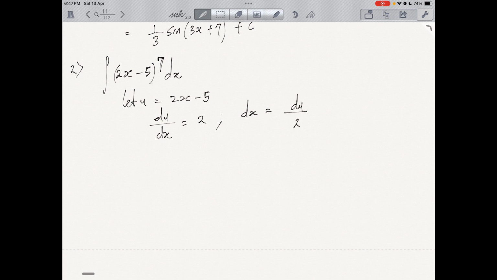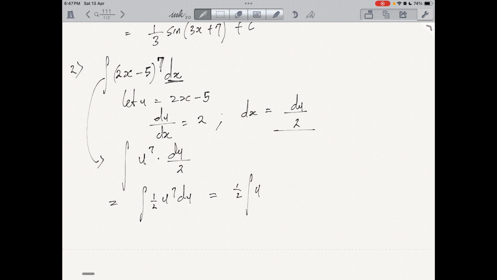Coming back to the question, we represent it now by u. We change the variable x to variable u. So this will become u raised to the power 7. And our substitution of dx is du over 2. Now this is the integral of 1/2 u raised to the power 7 du. And this is 1/2 integral of u raised to the power 7 du.